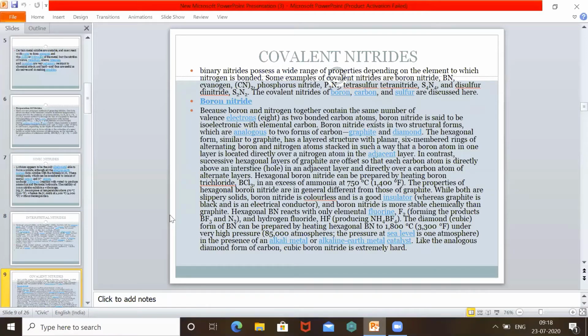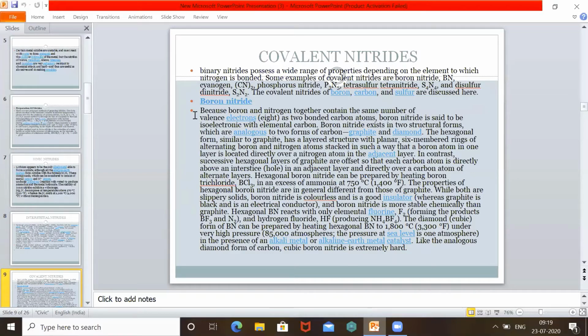Let us learn about some. Carbon nitrogen, cyanogen. Did you hear the name cyanogen? Cyanogen is C2N2. S2N2 is disulfur dinitride, and boron also forms BN, boron nitride. So let us see something about boron nitride.